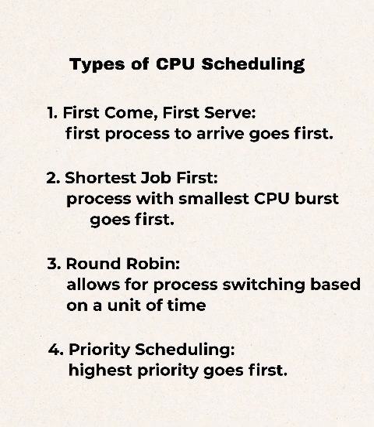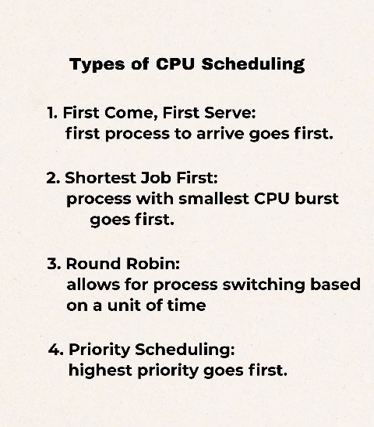Number 1, first come first serve. The first process to arrive goes first, meaning the processes are executed in the order they arrived. Second, shortest job first, which we can also call SJF. The process with the smallest CPU burst goes first. The process with the shortest execution time or burst time is executed first.